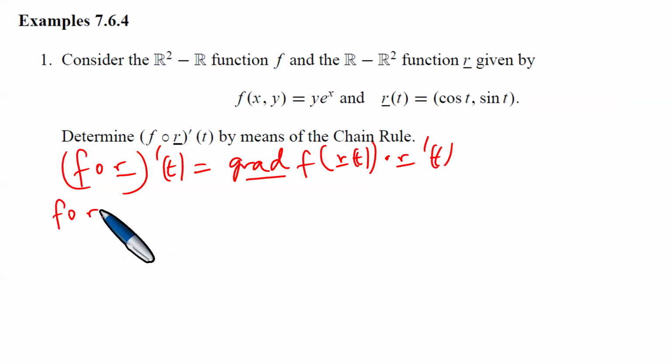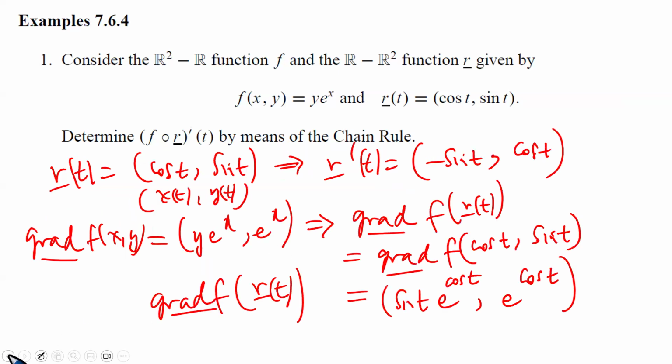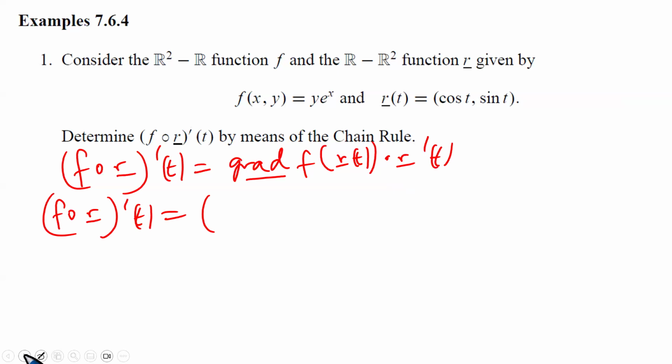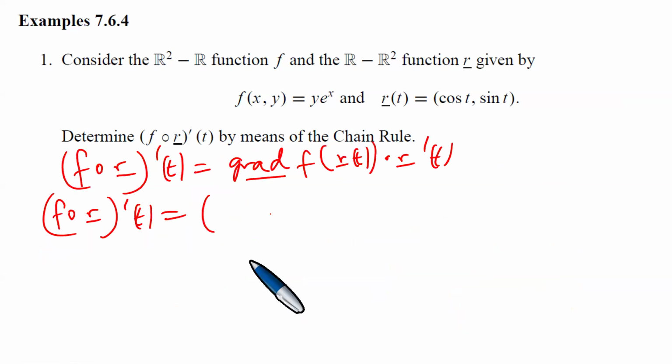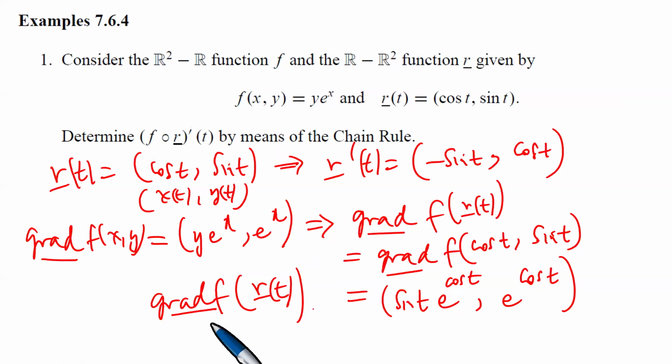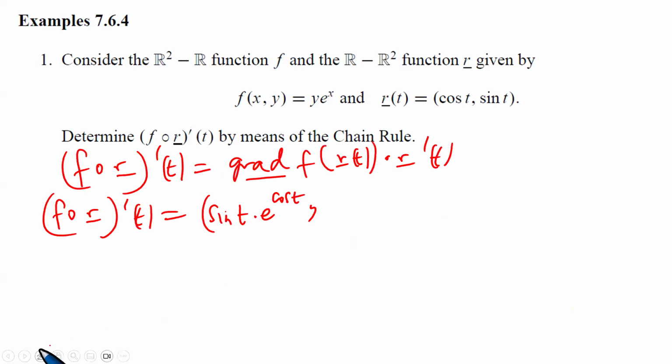So that in the end, we have the composition here, which is r primed of t, which equals the gradient of this. And therefore the gradient is the same as what precisely? Right, we note that this gradient is the sine of t times e to the cosine t, and then we also deal with the e to the cosine t as well.